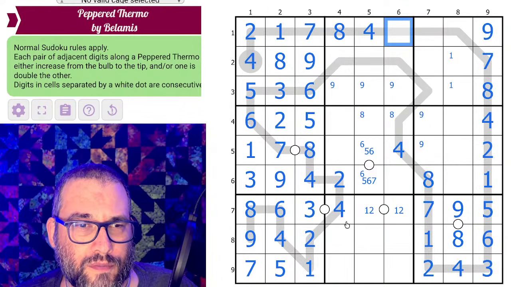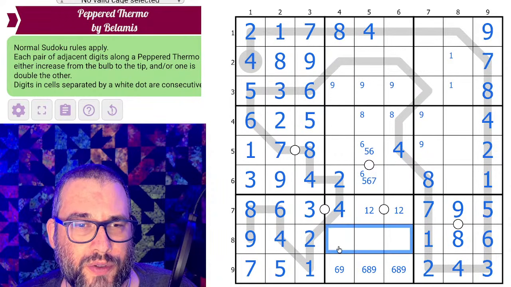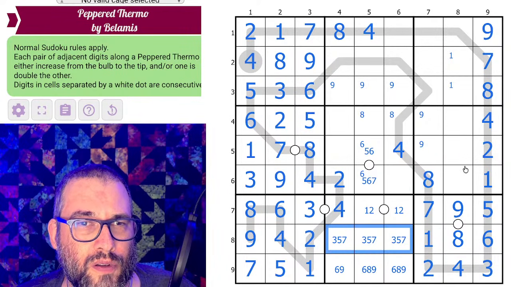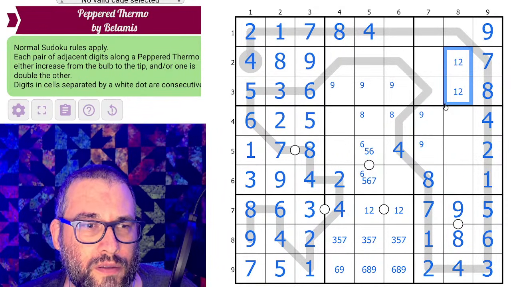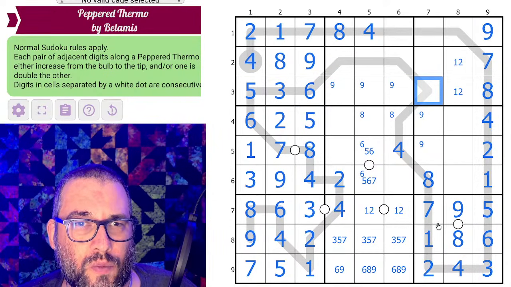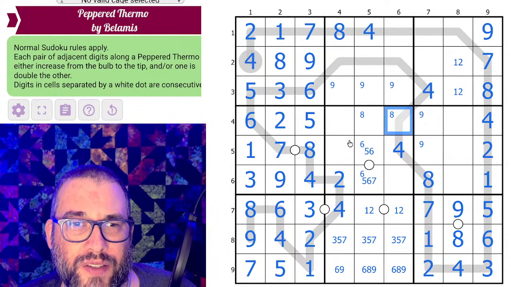Okay. I'm just going to write in these triples. 2 in column 8 goes with the 1. There are 3 in column 7. It's not 1, 2, 3. It could be 4. It's not 5, 6, 7, 8, or 9. So it's 4. Therefore, this is our 8.